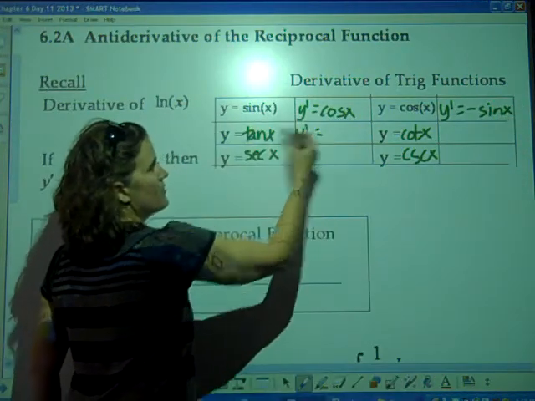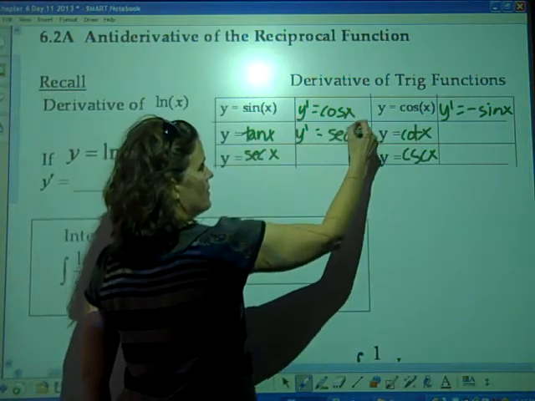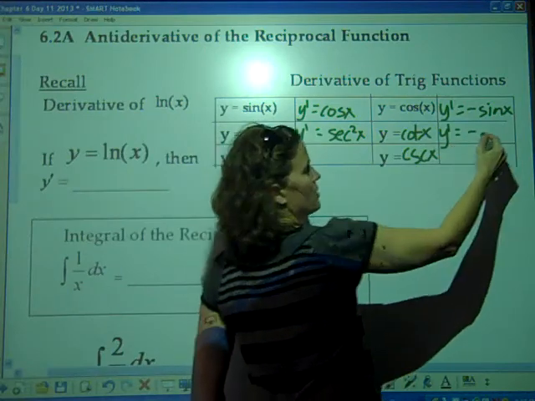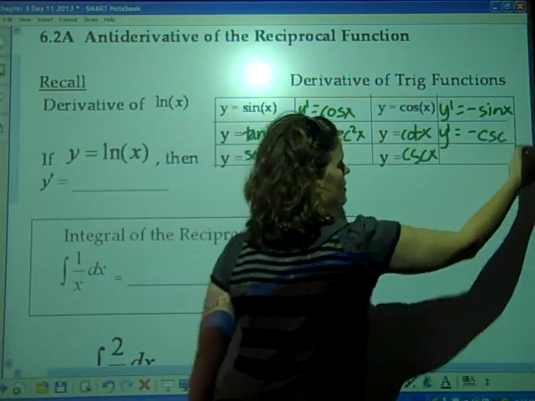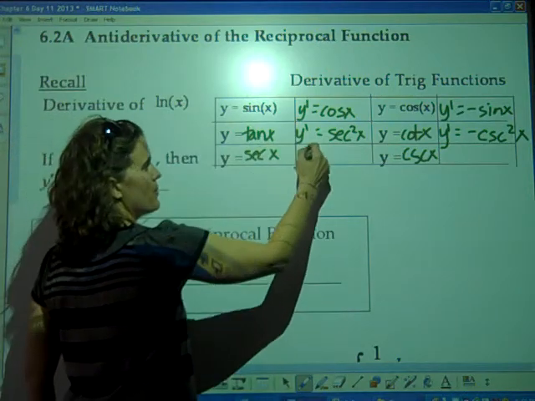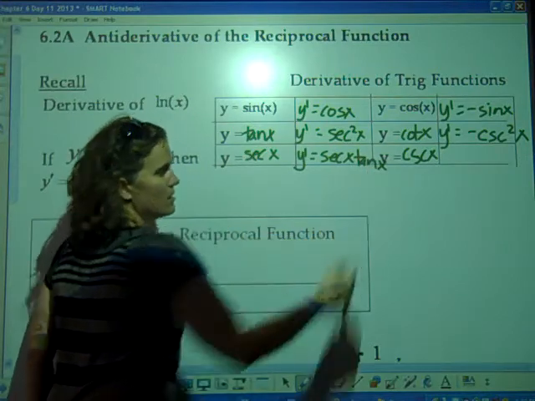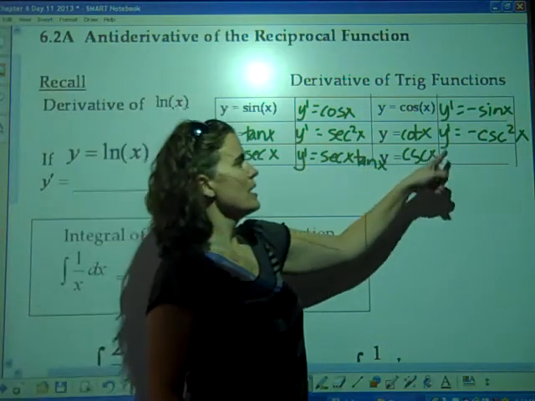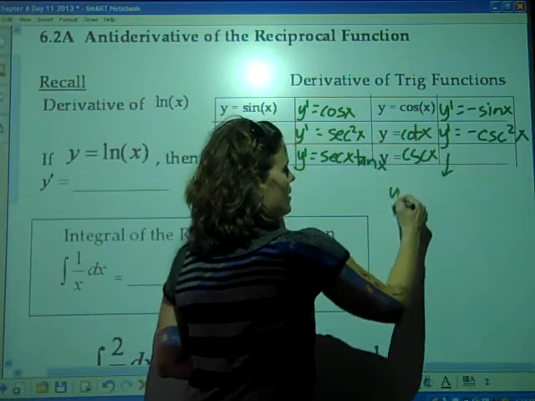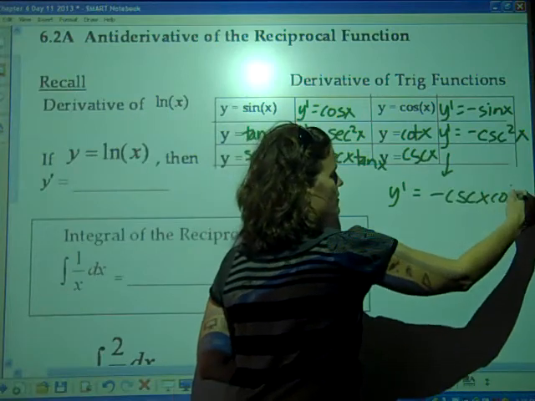The derivative of tangent is the thing below it squared, so secant squared. The derivative of cotangent is negative the thing below it squared, so cosecant squared. The derivative of secant is itself times the thing above it, so y prime would be secant of x times tangent of x. And similarly, the derivative of cosecant is itself times the thing above it, except negative. So y prime is negative cosecant of x, cotangent of x.